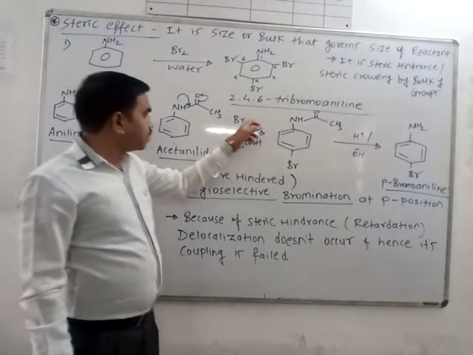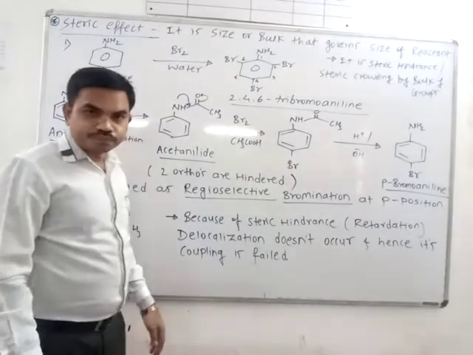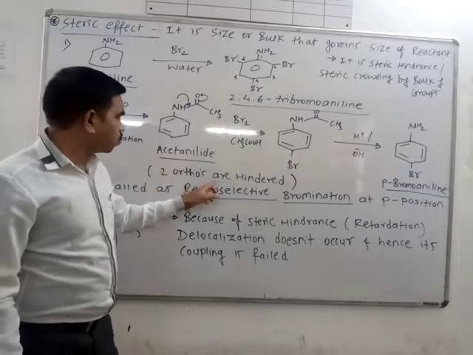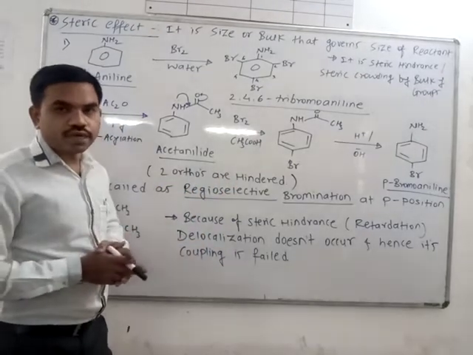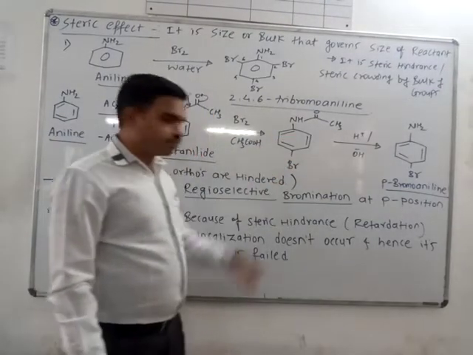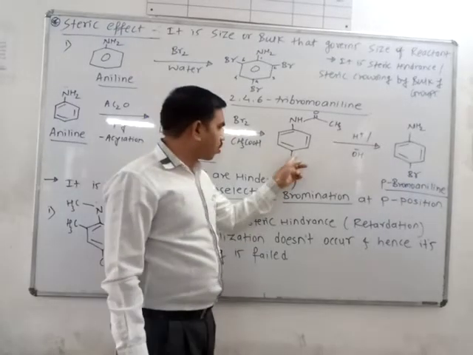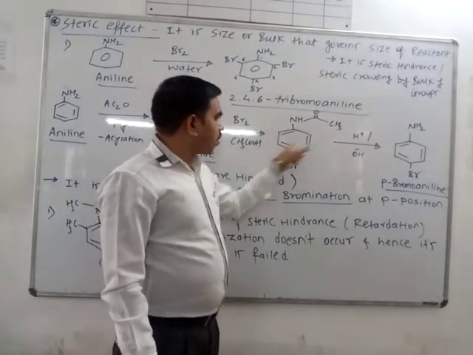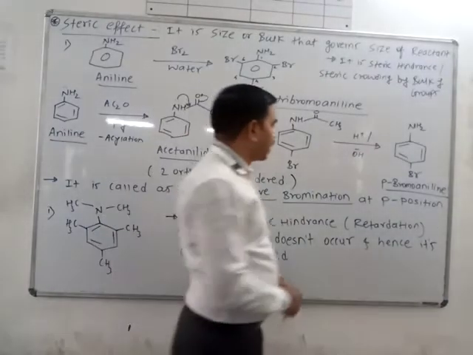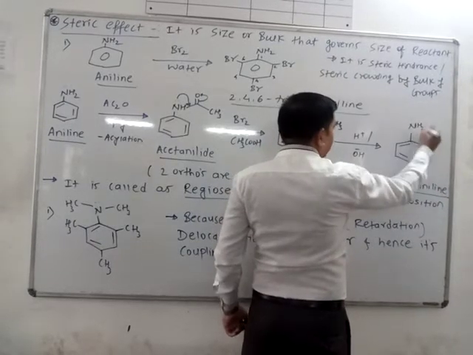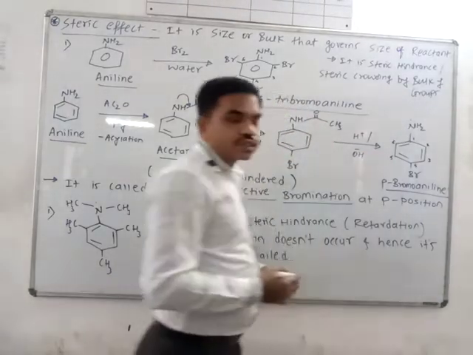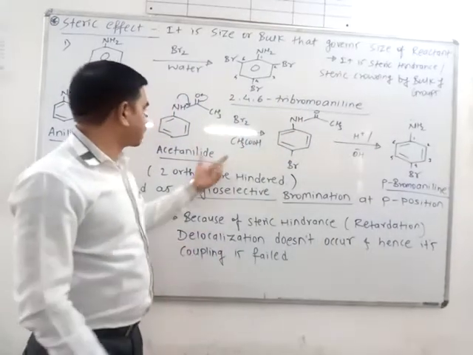Then I will do the bromination, bromine in acetic acid. Then see here, due to these bulky groups, the 2 ortho positions are hindered, or you can say they are blocked. So bromination occurs at the para position. So I will get 4-bromo or para-bromo acetanilide, and on hydrolysis, acidic or alkaline hydrolysis, finally I will get para-bromo aniline or 4-bromo aniline. So this is the steric effect in this reaction.